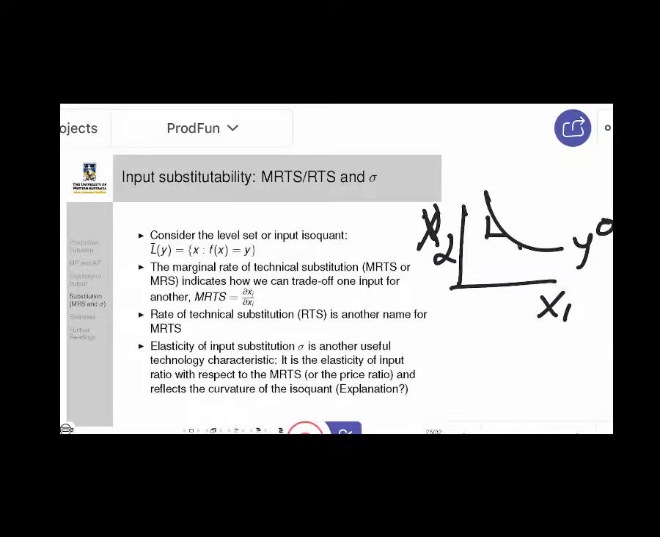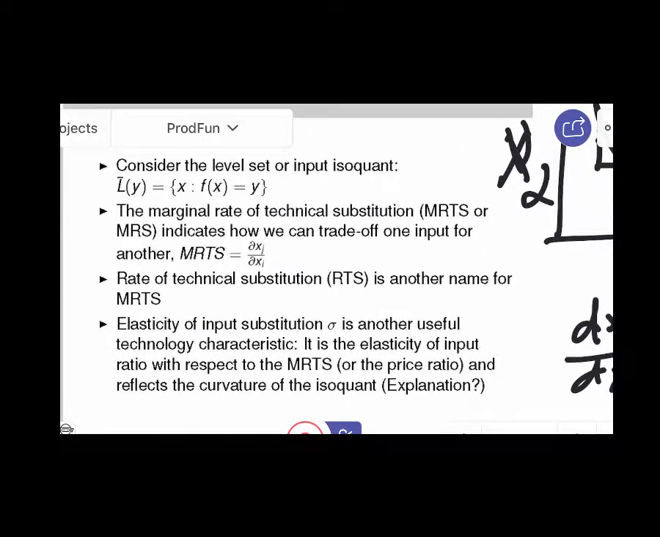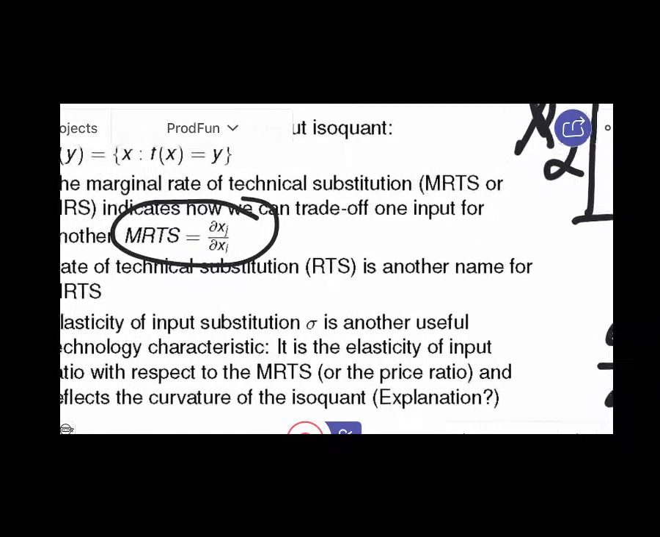From basic production economics, the trade-off between inputs is something called the marginal rate of technical substitution. It tells you at what rate you can substitute one input for another, and that's what we have here. And of course, if you have other inputs, you need to use the partial derivative sign.